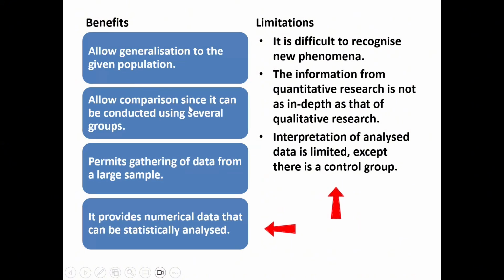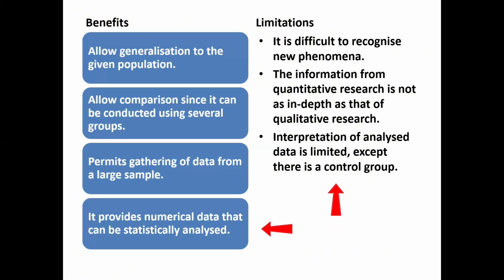It allows comparison since it can be conducted using several groups. Like the example I gave, you can compare polytechnics with universities, universities with colleges of education. You can even compare on a faculty basis. You can compare public and private tertiary institutions. It allows comparison, unlike qualitative, where comparison is somehow cumbersome. It permits gathering of data from a large sample. It provides numerical data that can be statistically analyzed.